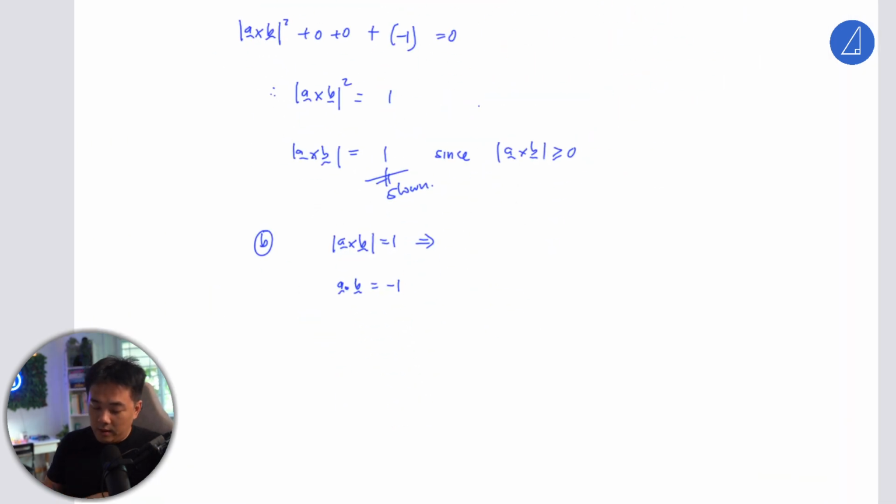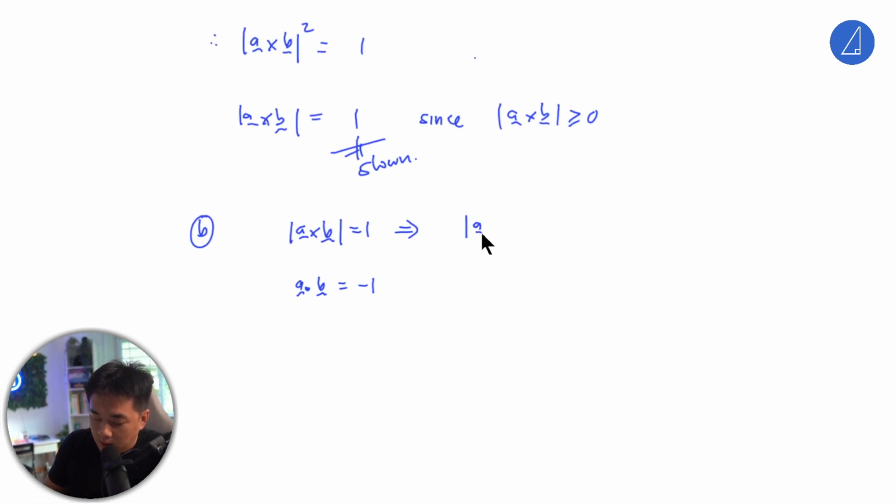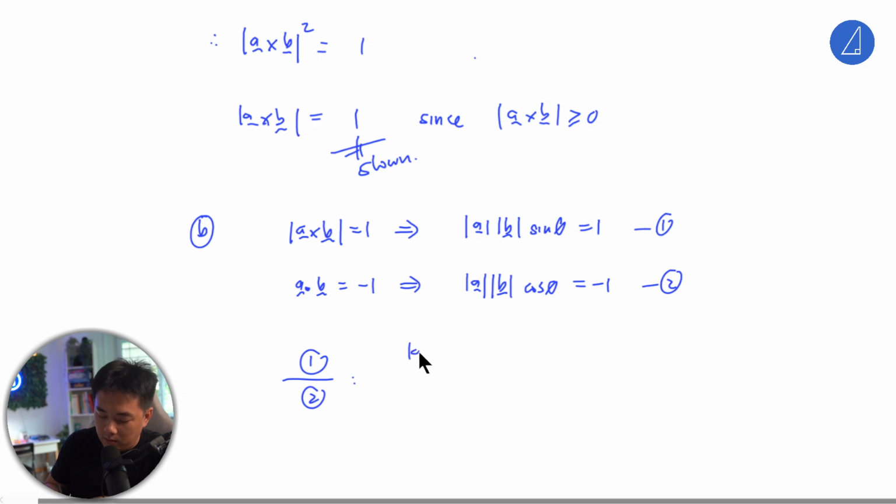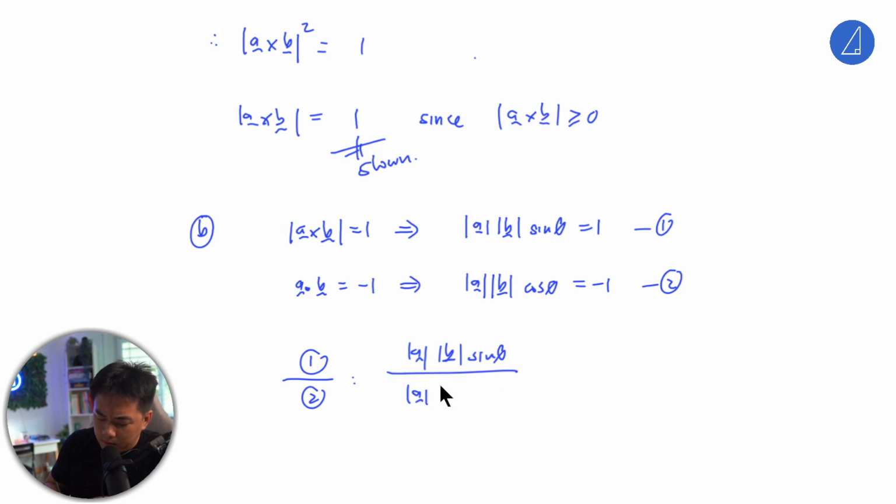Okay, great. So I'm going to write the two results down. Using the cross product, mod A mod B sine theta equals 1. Then mod A mod B cosine theta is given by -1. So 1 and 2, we just do division, 1 divided by 2. That will be sine theta over cosine theta. It's quite okay, right? You will cancel the mod A, mod B. You don't really need to know what mod A and mod B are in this sense. So sine theta over cosine theta equals 1 over minus 1.